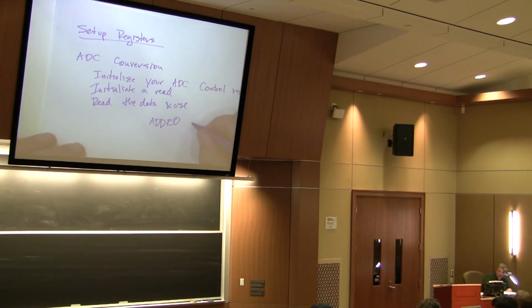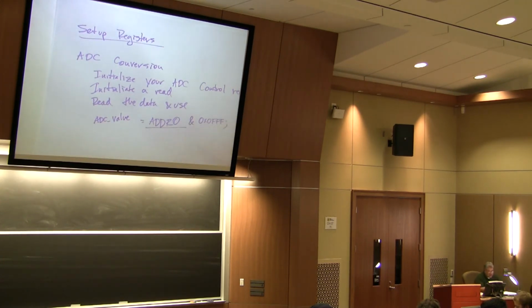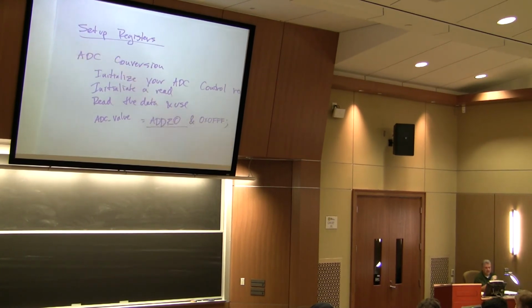And then we'll want to end it with what? 0 hex, 0FFF. And that way it will mask out the upper bits. And then we could store it as ADC value. Now that's not exactly what the definition is in our case, but I just wanted to show that to you as an example. There are some examples in the book of what this will exactly look like.